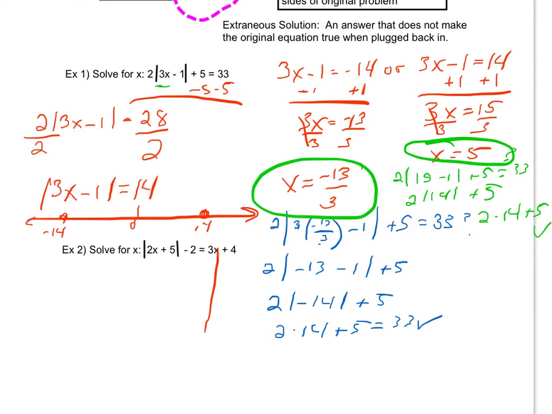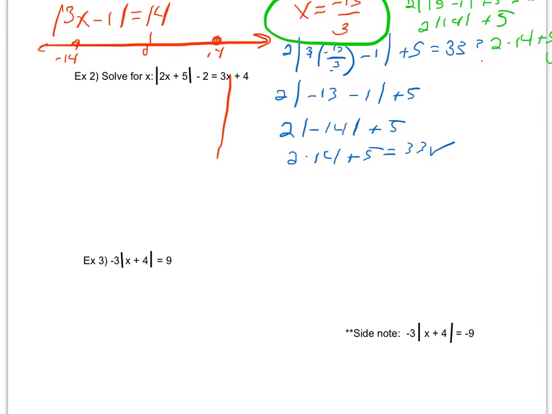Okay, I'm going to go ahead and solve example 2. First thing I'm going to do is get that absolute value bar by itself. So I'm going to add 2 to each side. Sorry about that line. And I get the absolute value of 2x plus 5 equals 3x plus 6.